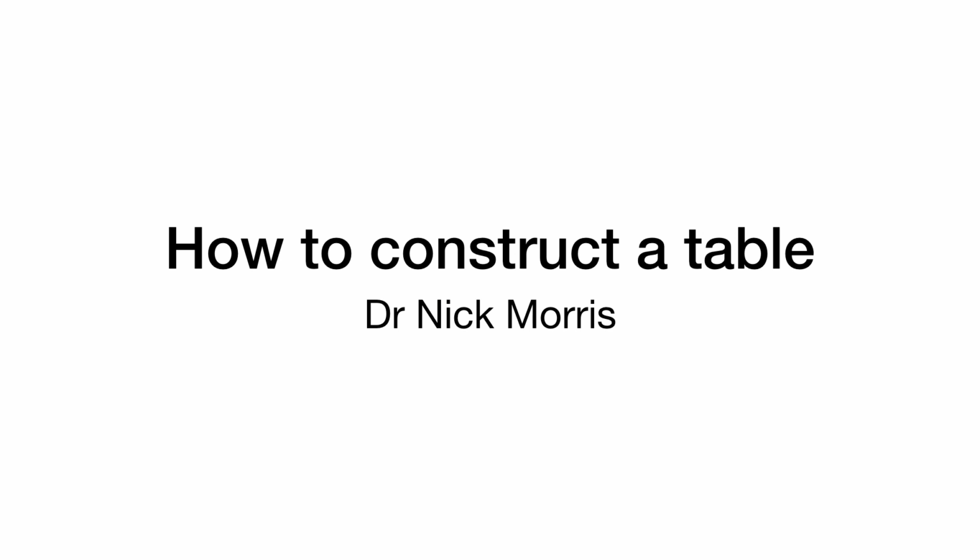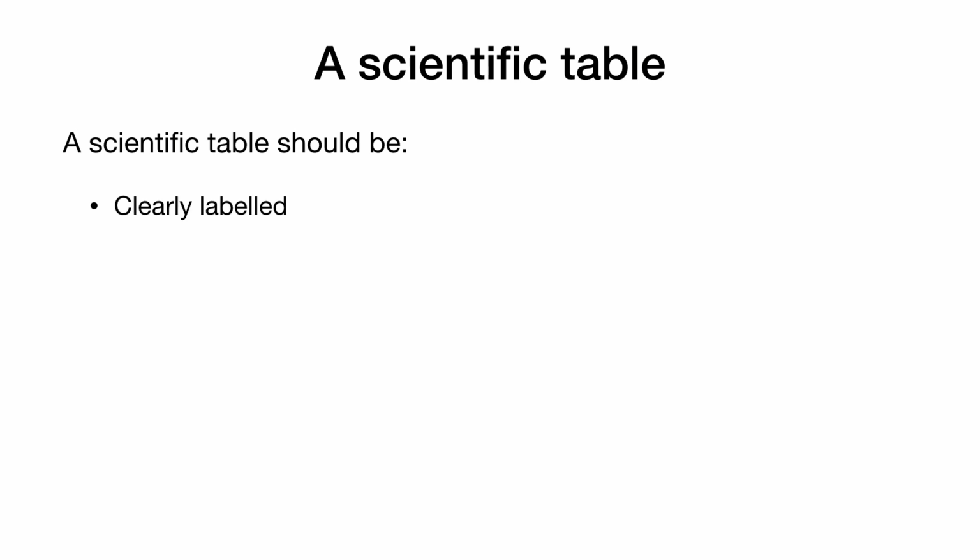In this video we're going to look at how to construct a table for a scientific paper or poster. Now, a scientific table contains information about a particular experiment. It could be numerical, it could be some sort of description, but no matter what it is, the table should be clearly labeled, it should be well presented and neat.